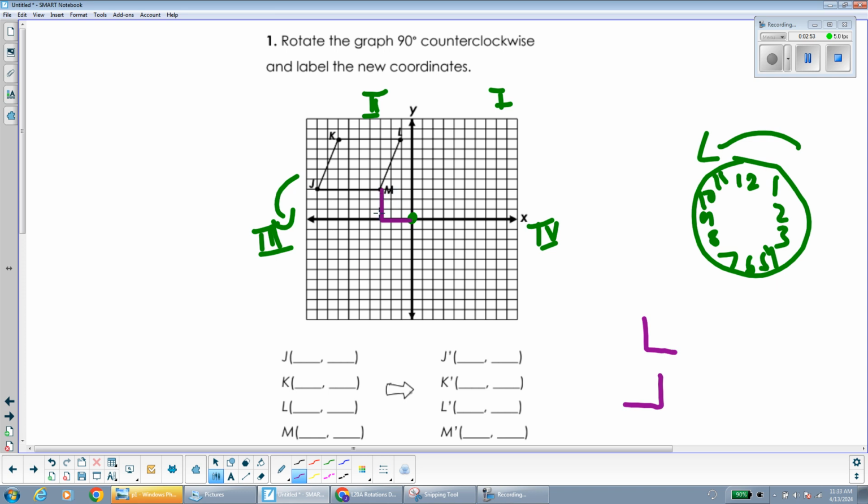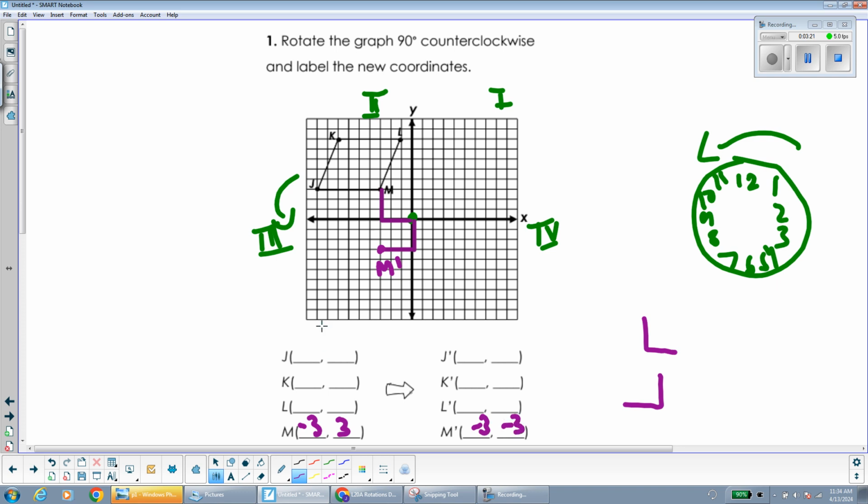So same movement, this was 3 and 3. So 3 and 3 again. And here we have our image point. I'm going to label that M prime. I'm going to write down the coordinates. The original was negative 3, 3. And the rotated point is negative 3, negative 3.